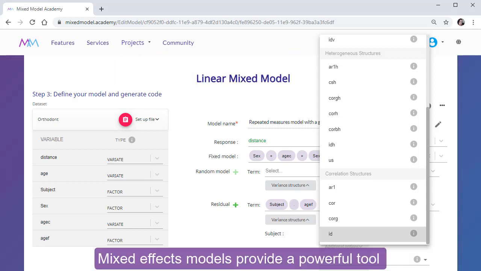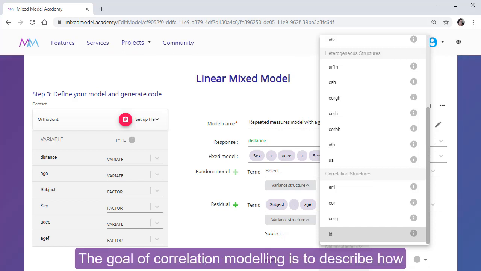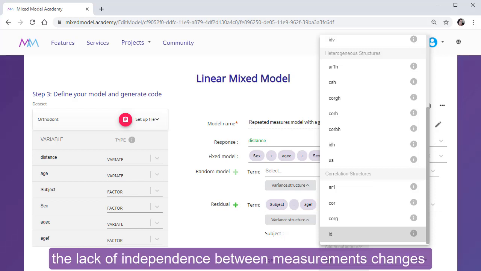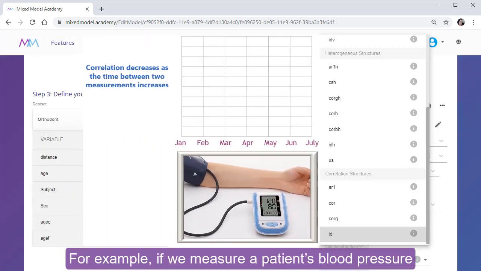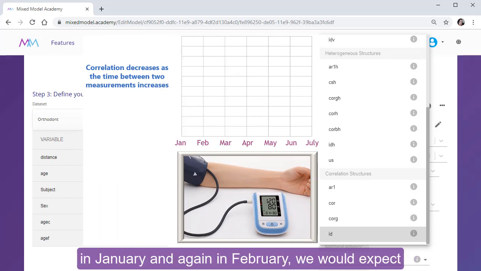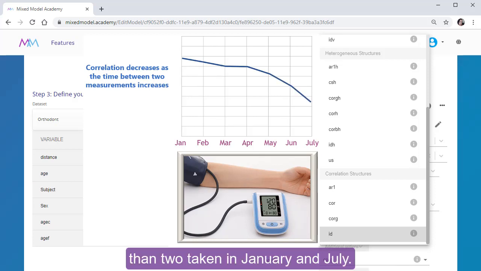Mixed effects models provide a powerful tool for modeling temporally correlated data. The goal of correlation modeling is to describe how the lack of independence between measurements changes as the separation in time between them increases. For example, if we measure a patient's blood pressure in January and again in February, we would expect these two measurements to be more alike than two taken in January and July.